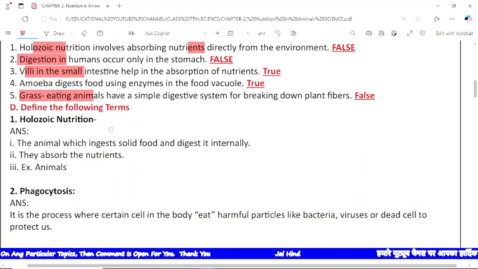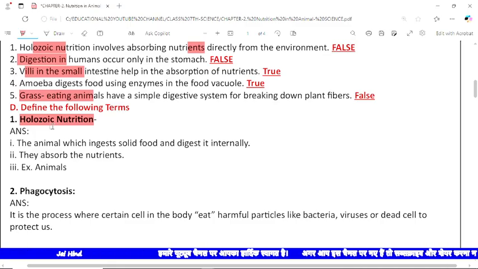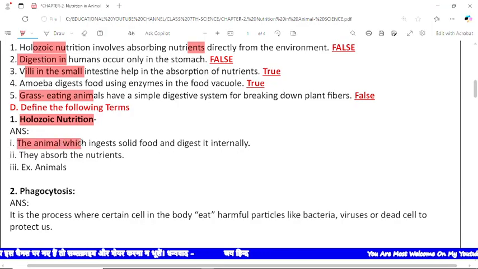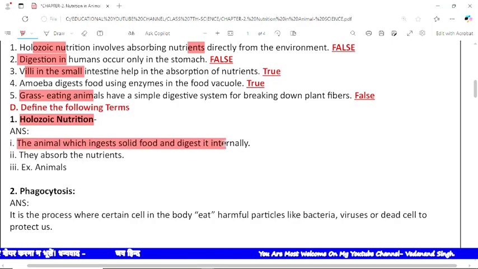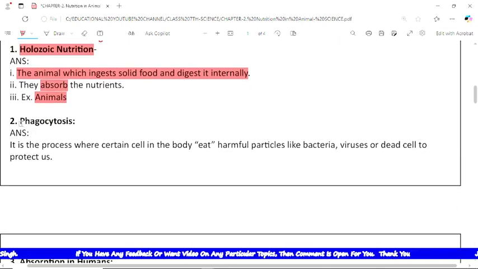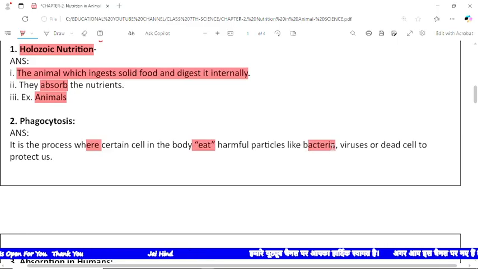Now the next is the terms are given here and we have to define them. The first term is holozoic nutrition. I have written the answer point-wise, so it would be helpful to you for revising. The first point is the animal which ingests solid food and digests it internally, that is holozoic nutrition, and absorbs the nutrients. The examples are animals, and we are also there. And second is phagocytosis. What is phagocytosis? It is a process where certain cells of the body engulf harmful particles like bacteria, viruses, and dead cells to protect us.